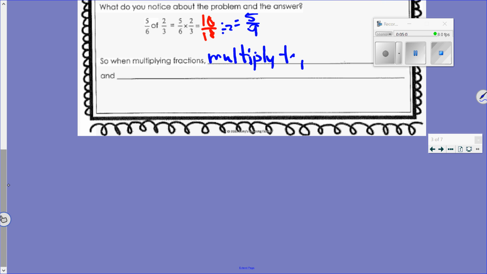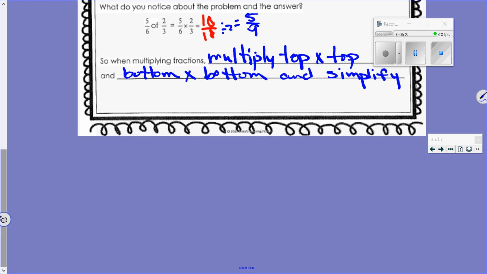That seems to be a dead spot in our board at this point. So top times top, then bottom times bottom. And what do we always do on fractions? Simplify. Good. At least you guys can say it, even though there's still too many of you not doing it on your quizzes. But yes, we always simplify, right?